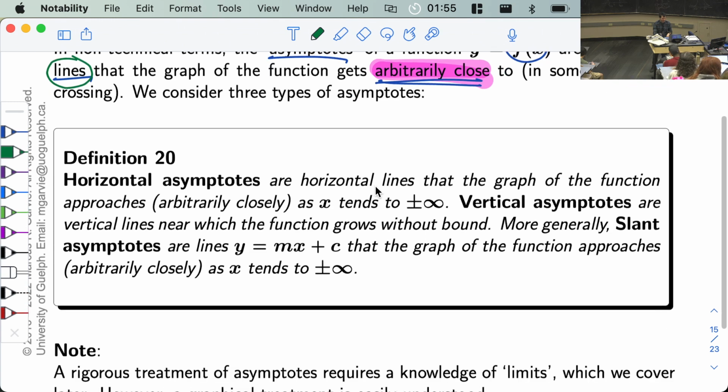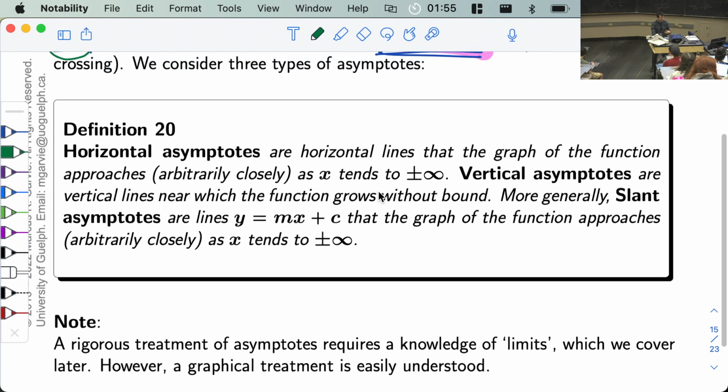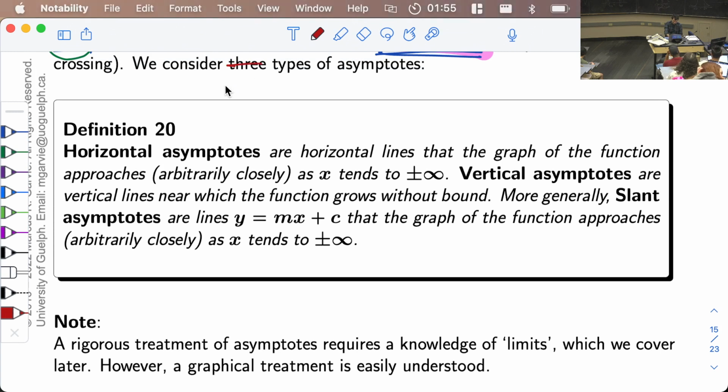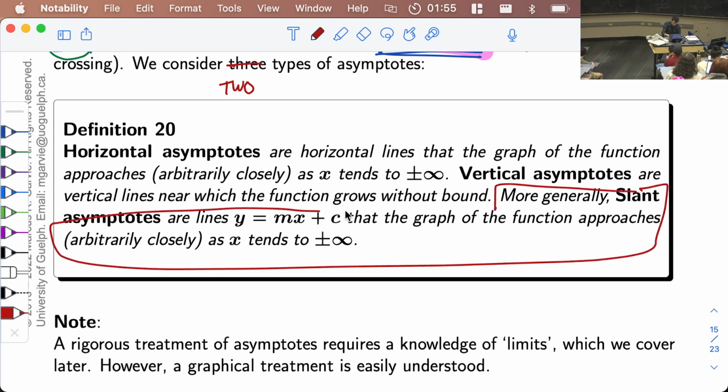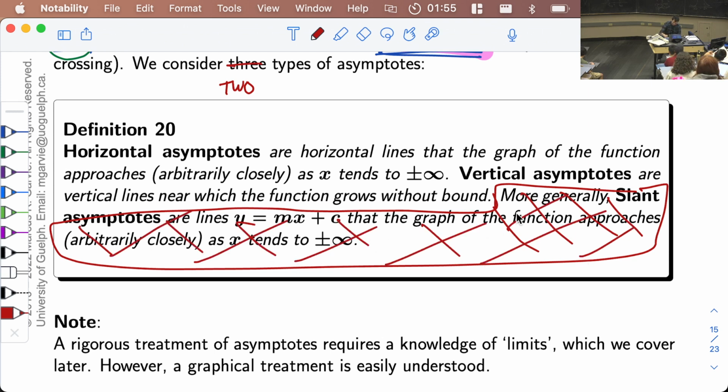That line is called the asymptote. We're going to consider 3 types of asymptotes. Actually, I'm going to make a correction here. We're only going to consider 2. There are horizontal asymptotes, which are horizontal lines that the function gets really close to. There are vertical asymptotes, which are vertical lines that the function gets really close to. And there's another type that we're not going to do in this course, so we're going to cross this one out. I'm choosing to banish it. We're not going to do slant asymptotes. They're a little bit tricky, and I think vertical and horizontal asymptotes are already tricky enough.